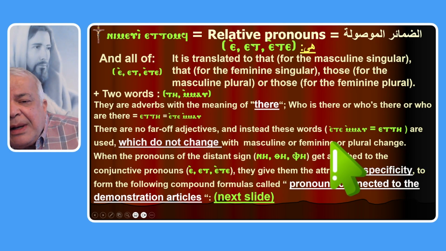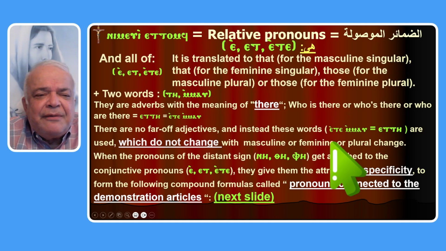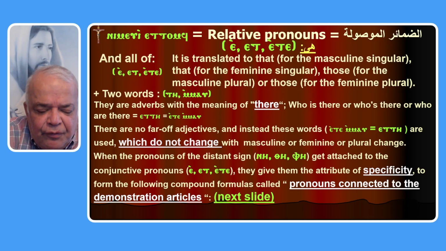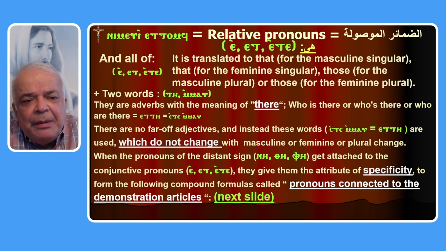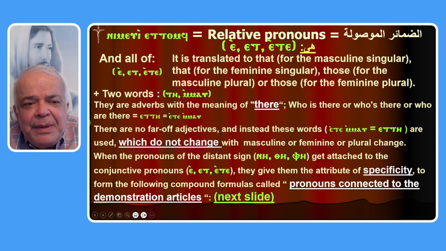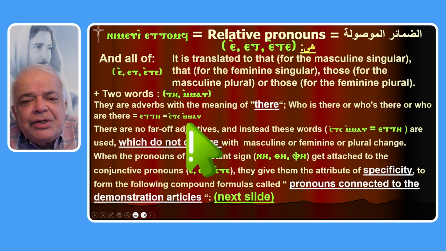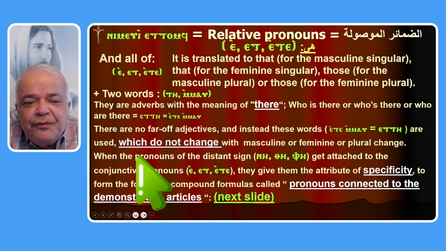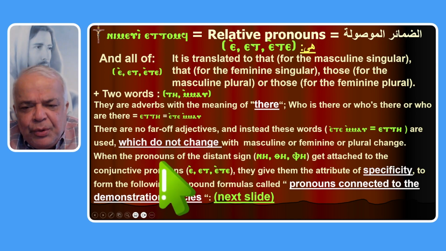No far off adjectives. Instead these words are used, which do not change with masculine or feminine or plural. We say in Arabic ما بتتصرفش. What does ما بتتصرفش mean in Arabic? In English it means that the word does not change in shape or spelling when we change for a male or a female or a plural. So again, the words don't change. In English it means that they don't change in spelling if we change from a male or a female or a plural.